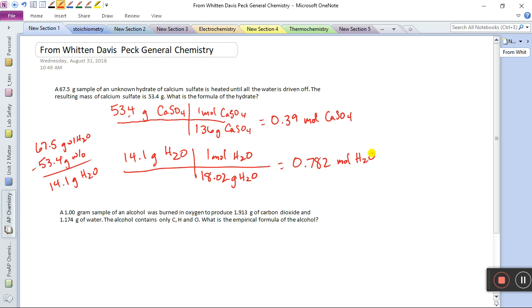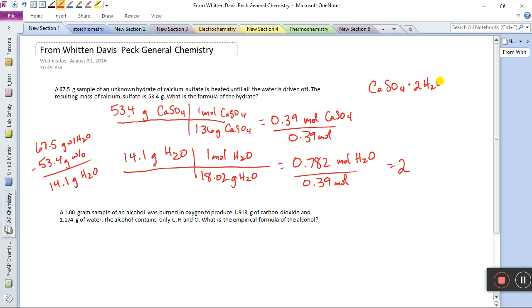And so what was our next step for finding an empirical formula? Divide by the smallest, which in this case, anytime you're doing a hydrate, your original compound better be smaller than your number of waters. If it is not smaller than your moles of water, then something has gone wrong. And what is 0.78 divided by 0.39? 2. So our full formula would be CaSO4 dot 2H2O. So it'd be calcium sulfate dihydrate.